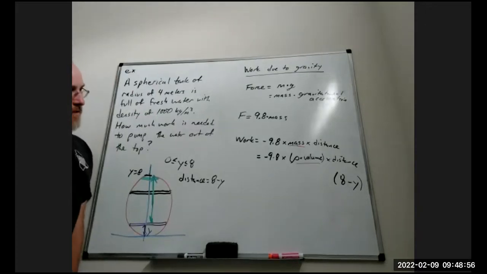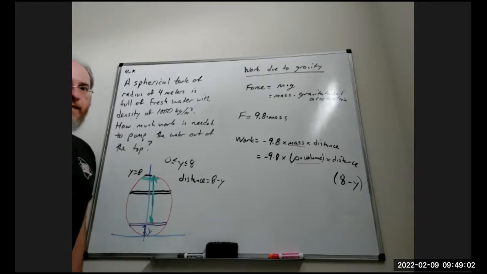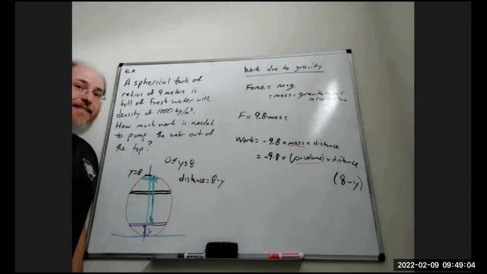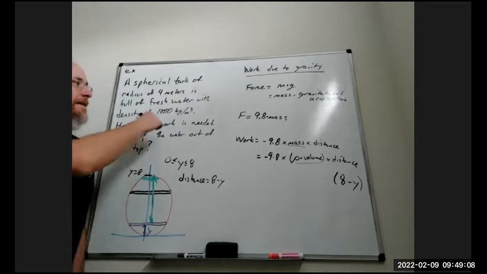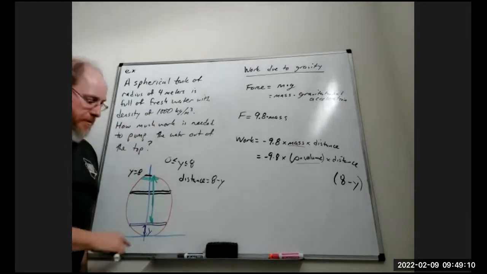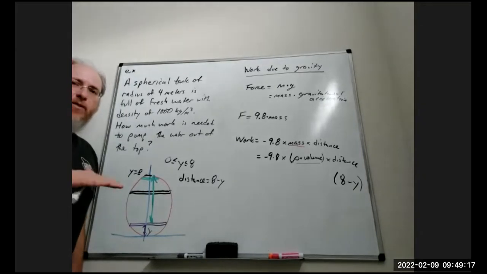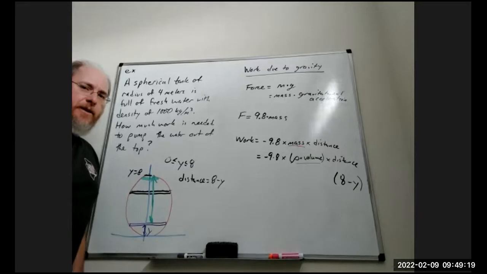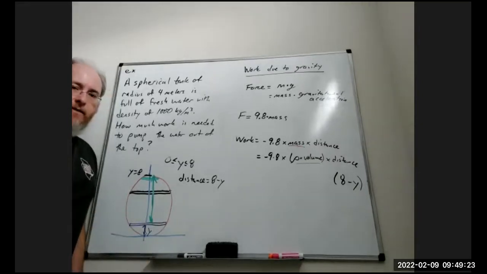All right, so now I've got to get the mass of that slice. The mass of that slice is going to be the density times its volume. So let's see if we can figure out the volume of that little slice of water. What does that cross section look like? Can you picture it? What kind of shape would we see with that cross section?